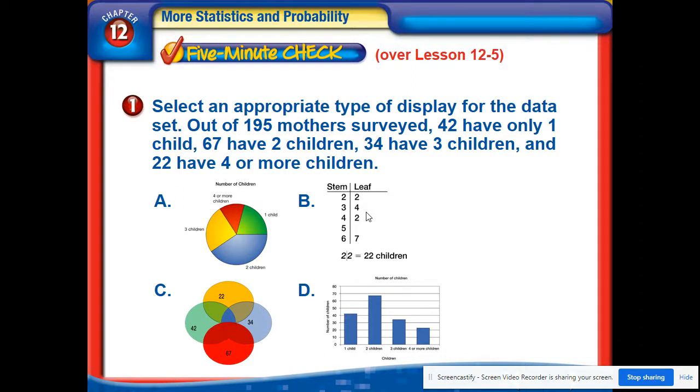It's not really a stem and leaf because it's 67 have this amount and 34 have that amount. You could argue the pie graph. I wouldn't be too upset with that, but probably the best is just showing some sort of frequency: one child, two children, three children, four or more children would be a better way. This would be the best way to display that information. Again, they chose this one. I disagree. I think this is the best here, down here.